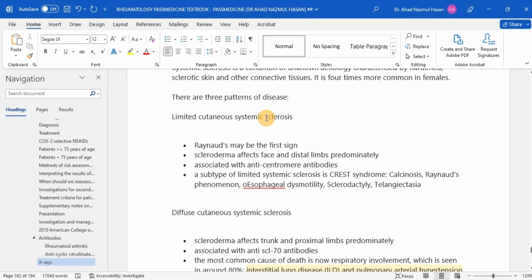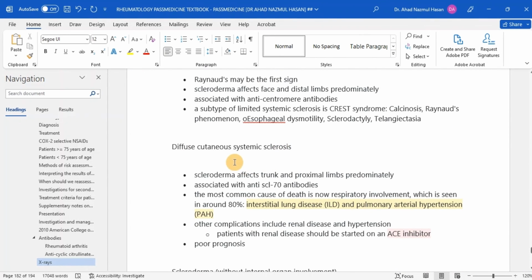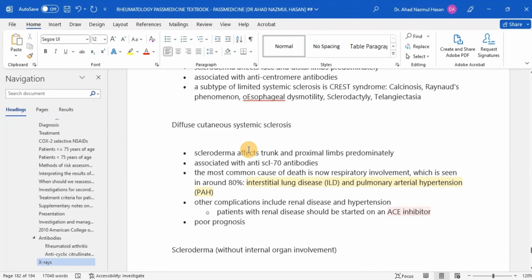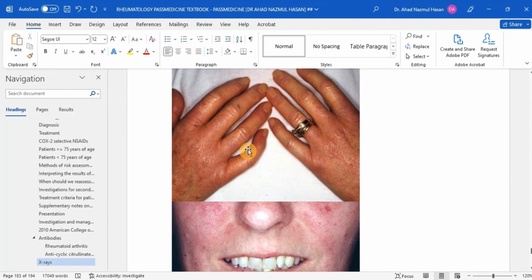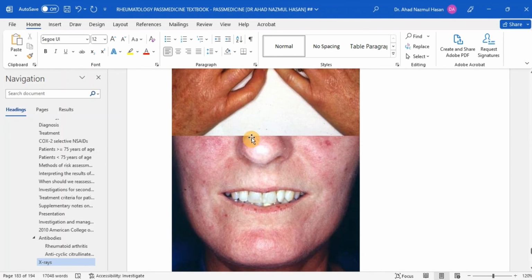Systemic sclerosis, limited cutaneous, will get the features of CREST. CREST means calcinosis, Raynaud's phenomenon, esophageal dysmotility, sclerodactyly, and telangiectasia, which is associated with anti-centromere antibody. Diffuse cutaneous is with anti-Scl-70, and there may be significant respiratory involvement as well as cardiac involvement. So the shiny skin, and there is evidence of the butterfly rash.